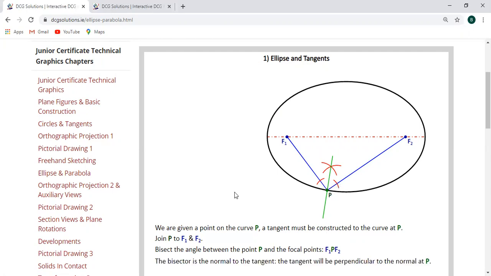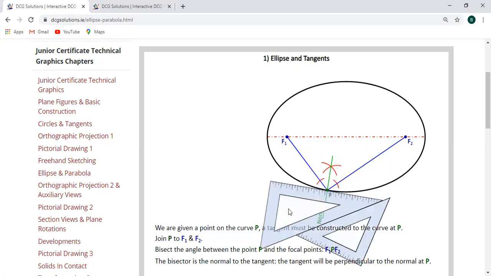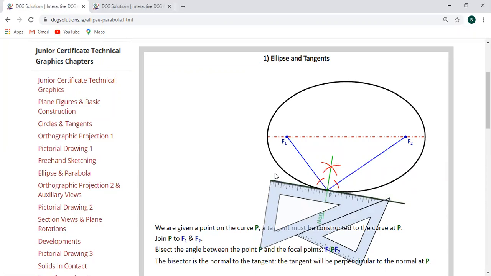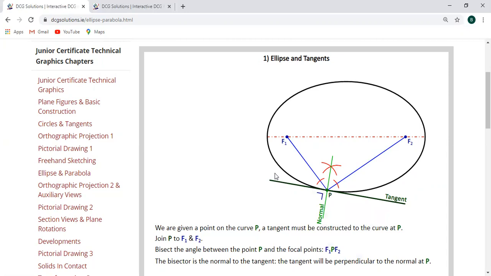Okay, so when we're dealing with the ellipse, this bisector line is known as the normal 2. Okay, so it's the normal 2 line. And basically, we're going to be going at 90 degrees to this line from that point, and that's going to give us our tangent. Okay, so with your sliding set squares, set it up so that your 60-degree side is parallel to your normal 2. Slide it down, and your 30-degree side will then be your tangent. Okay, so you strike that through.